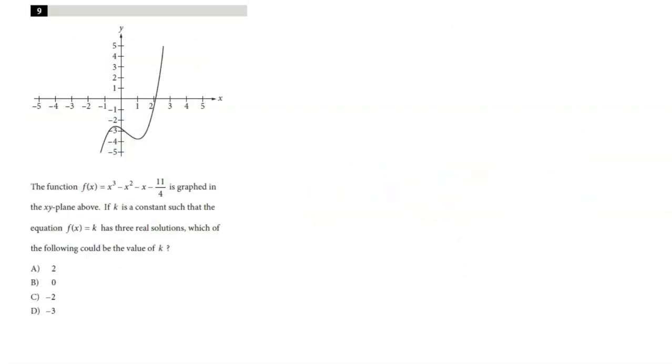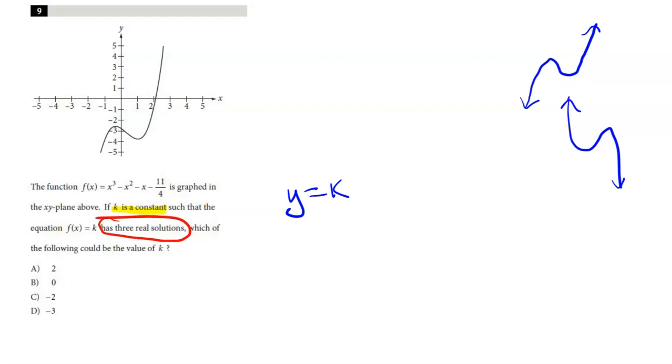All right, number 9, looks like we have a graph of a cubic. Remember, cubics always do something like this, or they can come down and finish down, something like that. But we have a cubic graphed in the plane. If k is a number, or a constant, such that the equation f of x equals k, and remember, I always think of f of x as y, so y equals k, has 3 real solutions. So this is the key part. They want us to have 3 real solutions.